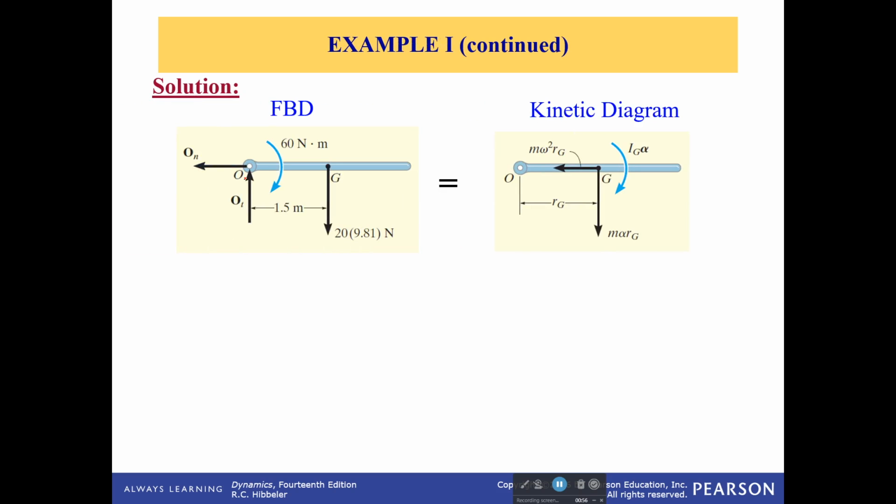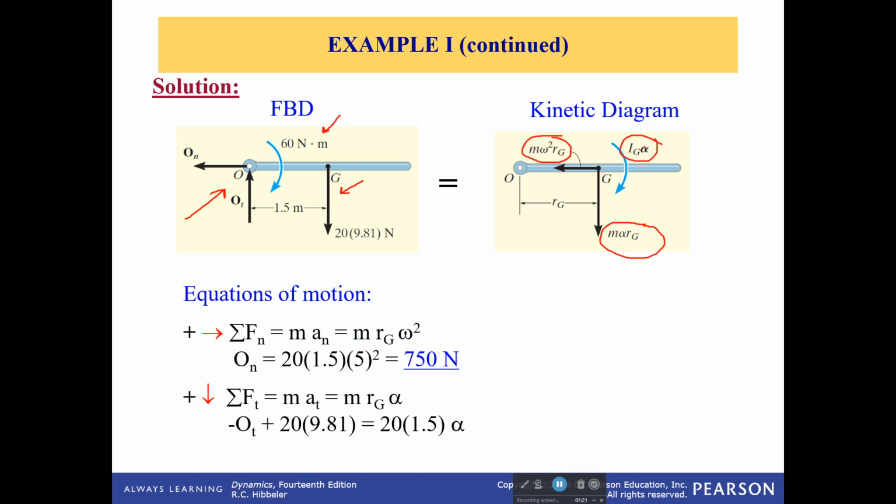First off, free body diagram. Make a nice little one. We have two reaction components at that point O. We have our weight pushing down, and we have our applied moment. And then this is going to cause a tangential component of the acceleration and a normal component of the acceleration, as well as an angular acceleration. Goodness.